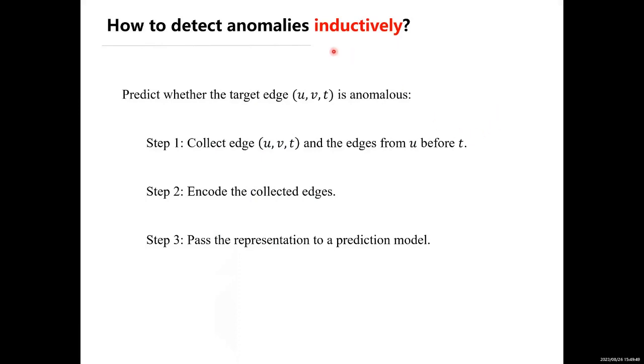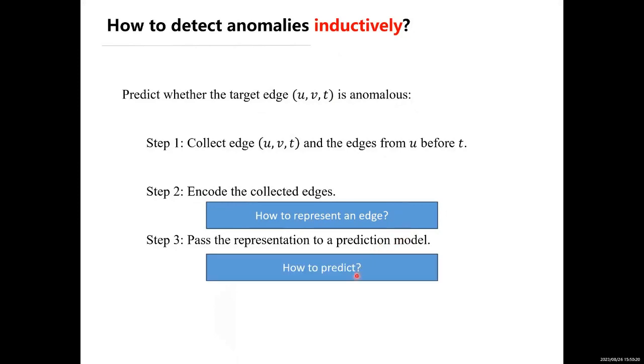So how do we detect anomalies inductively? In order to predict whether a target edge (U, V, t) is anomalous, the outline is quite straightforward. First, we collect edge (U, V, t) and the edges from U before time t, and then we encode all the collected edges. Finally, we pass the representation to a model to make the prediction. This outline raises two questions. The first one is how to represent an edge, and the second one is how to predict. In the following, we will elaborate on the two questions in turn.